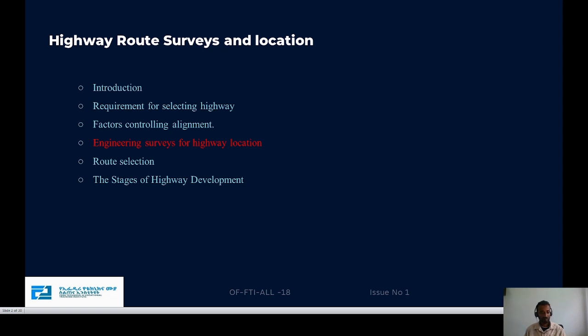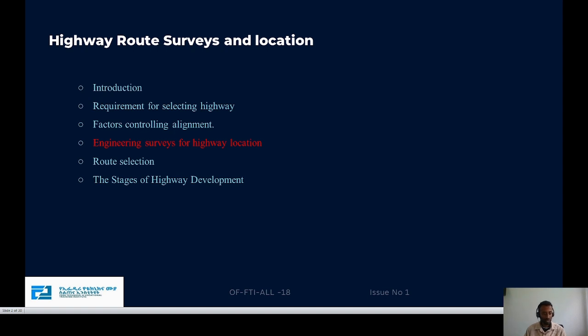For example, the alignment should be safe, easy, short and economical, and we also dealt with the factors controlling alignments. For example, obligatory points: the alignment has to pass, for example, bridge sites and intermediate towns. The second part is where the alignment should not pass, for example, acoustic structures, cultural heritage places, marsh and lowland areas, mostly affected by flooding. Other important factors are the traffic volume, the geometric and economy.